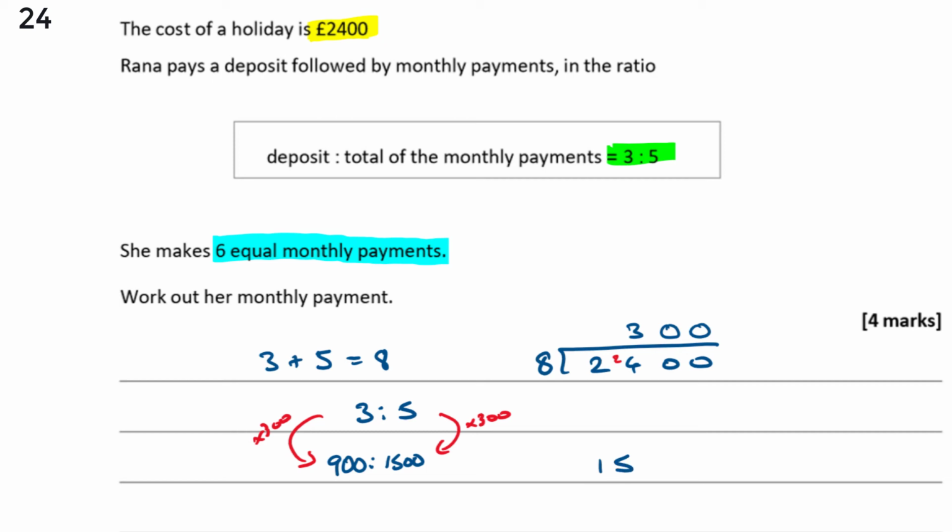So 1,500 divided by 6. 6 into 1 don't go. 6 into 15 goes twice, and the remainder is 3. 6 into 30 goes 5 times. So that's 250, isn't it? That means each monthly payment is going to be £250.